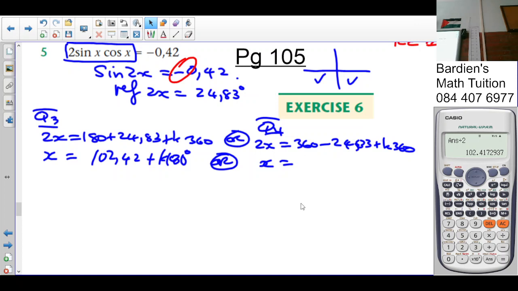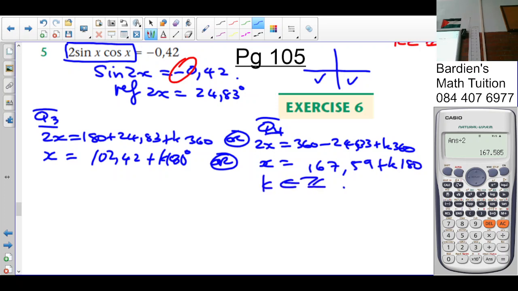So this is quadrant 4. To get into quadrant 4 is going to be 360 minus 24,83 divided by 2, which gives you 167,59. So 167,59 plus k times 180, where k is an element of integers.